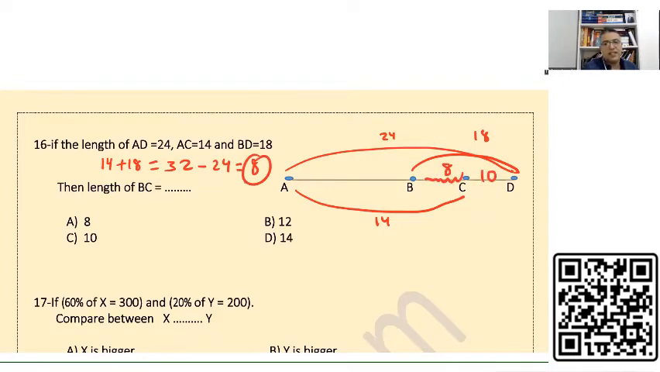This distance is 10 and this distance is 6. Because 10 plus 8 plus 6 is equal to 24. So I'm looking for the length of BC, which is equal to 8. This question is the same as solving this kind of questions by using Venn diagrams.